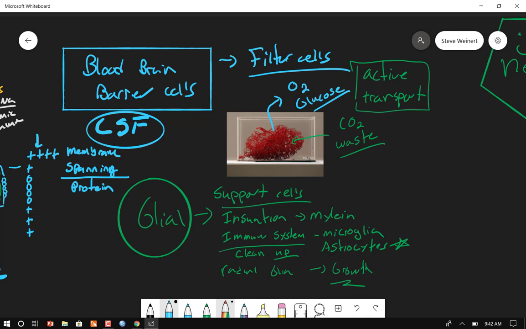Cerebral spinal fluid. Good. We just remember CSF. Cerebral spinal fluid is very similar to when you have a runny nose. It's that clear, slimy fluid that drips out of your nose when you lean over. Okay, why have cerebral spinal fluid?